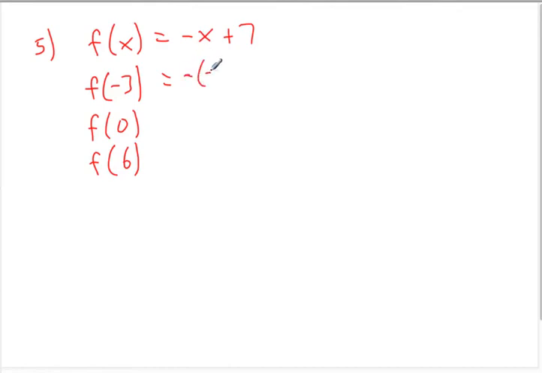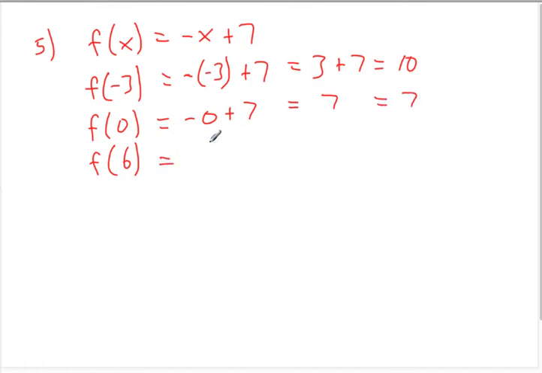X is already negative, so I'm going to show it like this because that's really going to be 3 instead of negative. So it's going to be positive 3 plus 7, because this could mean opposite, right? So the opposite of negative 3 is positive 3. Plugging in a 0, that's a lot simpler. We get negative 0 plus 7, which is 7. I'll just move that over here so it's all on the same line. And finally, negative 6 plus 7 is going to equal 1.